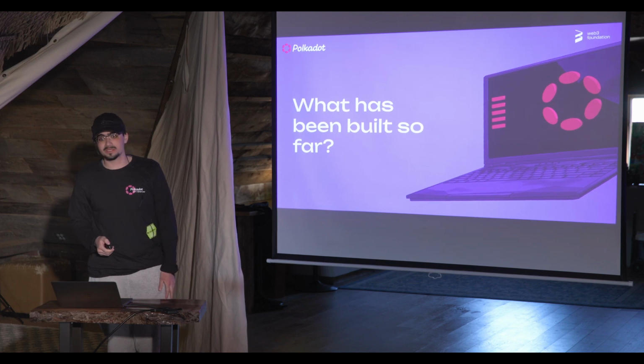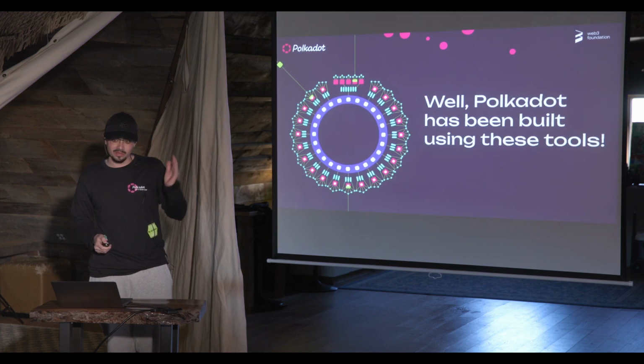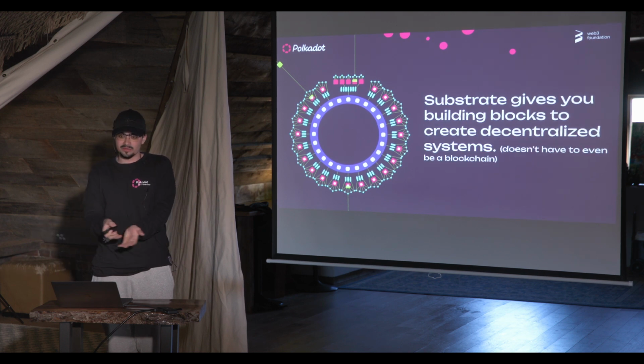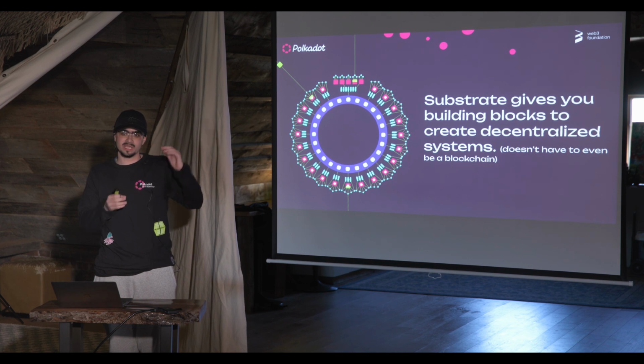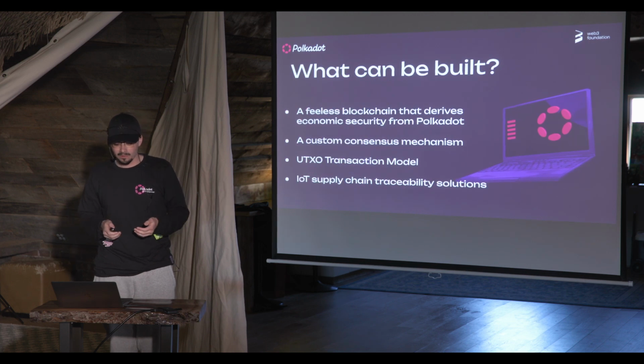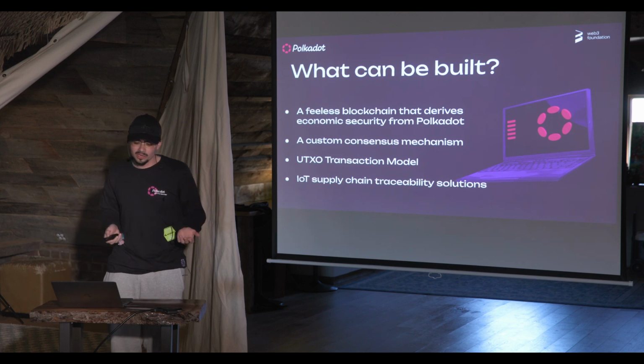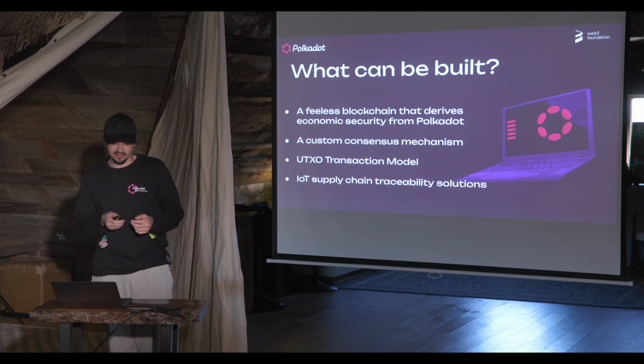And lots of things have been built so far using all this technology, right? Polkadot itself has been built using all these tools that I mentioned. Substrate gives you these building blocks to build decentralized systems. Everything is super generic. You can fill in the blank with your consensus, block building, etc. And other things that you can build, like a feeless blockchain deriving economic security from Polkadot. You can build custom consensus mechanisms. You can even build a chain which replaces the account model used in things like Ethereum and even in Polkadot itself. You could use UTXOs instead to track your state.